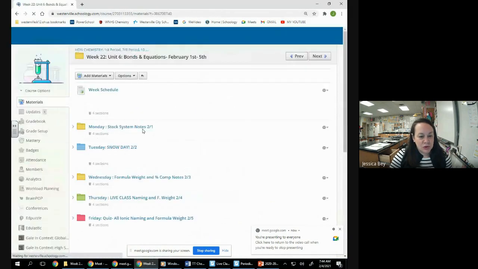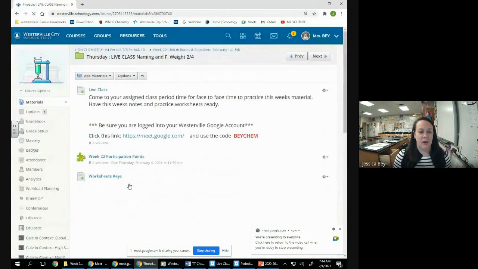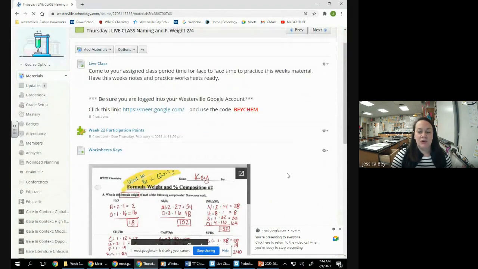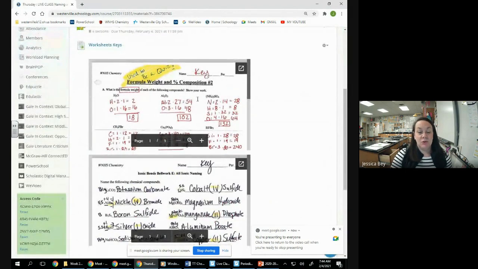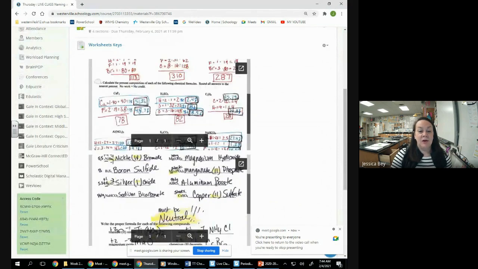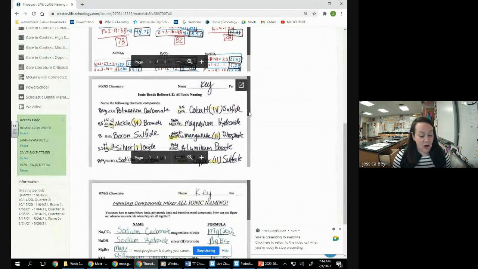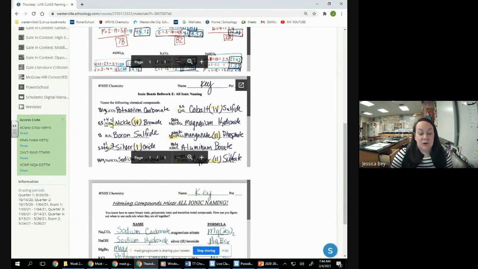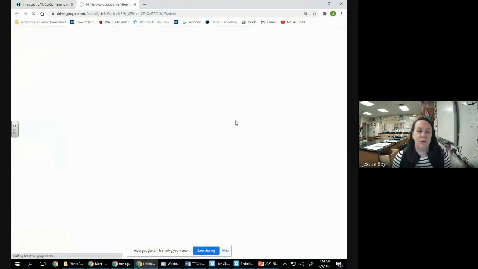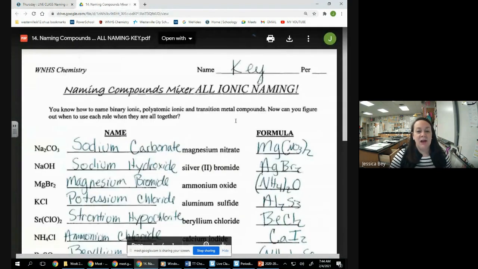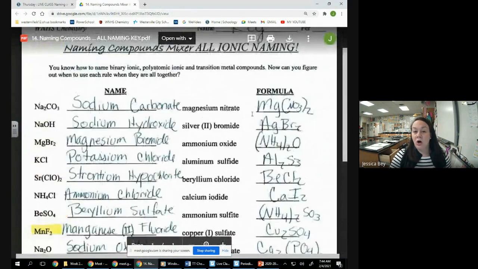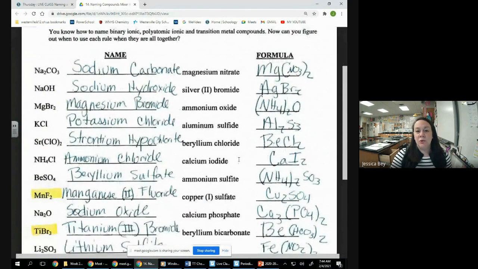The Thursday worksheet keys. So what I want you guys to do before tomorrow is do a couple formula weight and percent comp. Here is your all ionic naming. Okay, the one that we were just working on. And then also in the packet, just because you can't do too much naming, there is another, and this is exactly what your quiz would have looked like if we would have taken the quiz in class. Here is another one that is all types of naming. And if you can do this worksheet, you would be able to do your quiz.